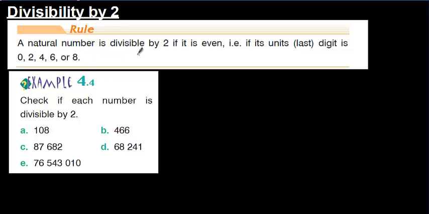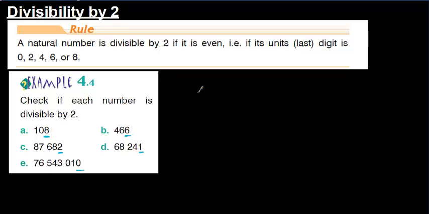A number is divisible by 2 if the number is even, or if the last digit is 0, 2, 4, 6, or 8. So when I check the numbers in this exercise, I'm checking only the last digit. I'm going to check this number, this number, this number, this number, and this number. If it is one of 0, 2, 4, 6, or 8, I'm going to say this number is divisible or not.